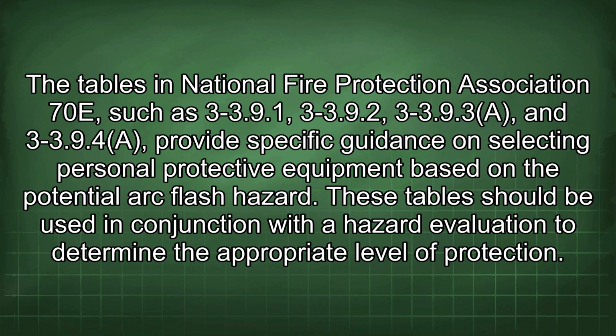The tables in National Fire Protection Association 70E, such as 3-3.91, 3-3.92, 3-3.93A, and 3-3.94A, provide specific guidance on selecting personal protective equipment based on the potential arc flash hazard. These tables should be used in conjunction with a hazard evaluation to determine the appropriate level of protection.